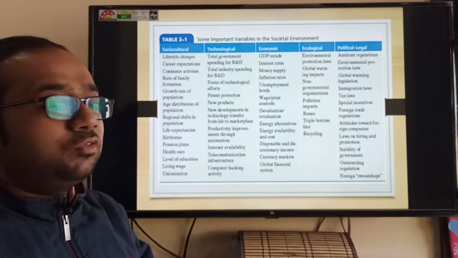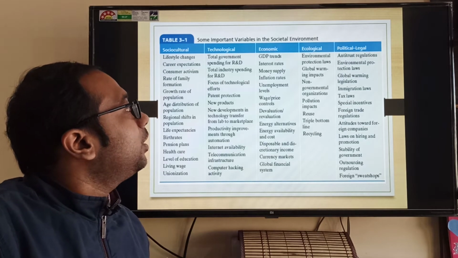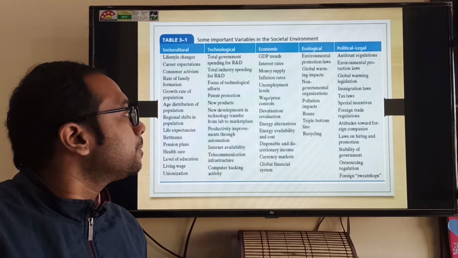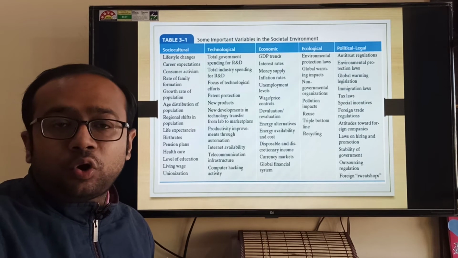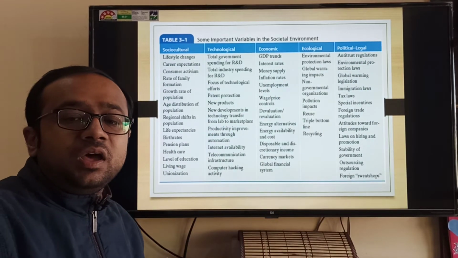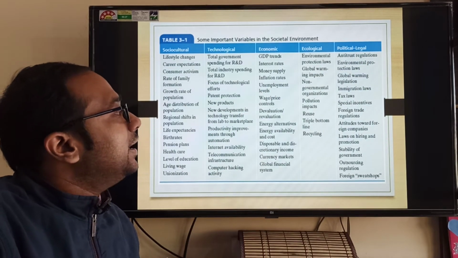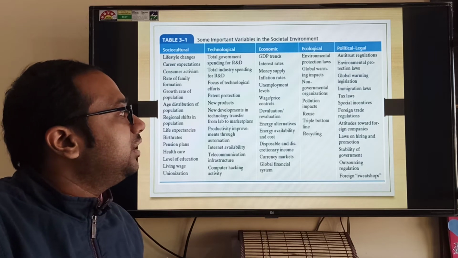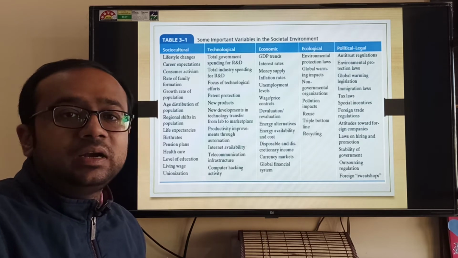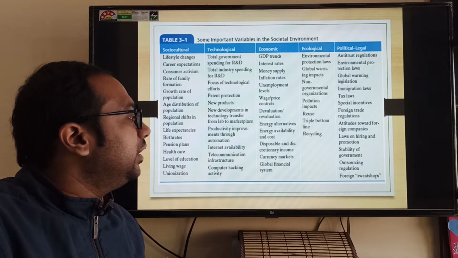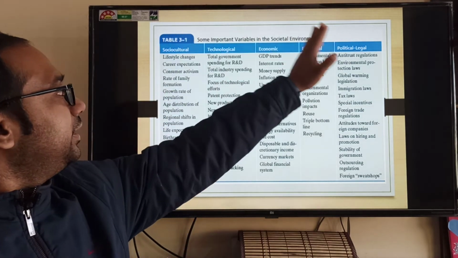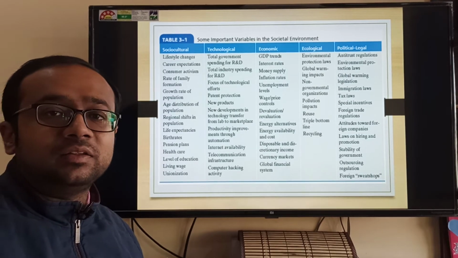Next we move to the fourth, which is ecological. So environmental protection laws, global warming impacts, the various NGOs, whether reuse is happening or not, whether recycling is taking place or not. And fifth and last is the political and legal factors. So basically any antitrust regulations, global warming legislation, tax laws, special incentives, any laws on hiring and promotion, stability of government, outsourcing regulation, foreign sweatshops, all this comprises your political and legal. So all these, my dear friends, are part of STEEP analysis.